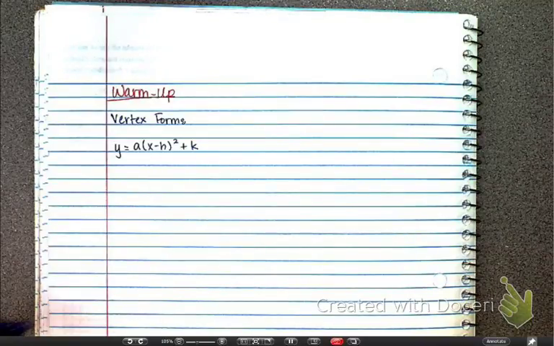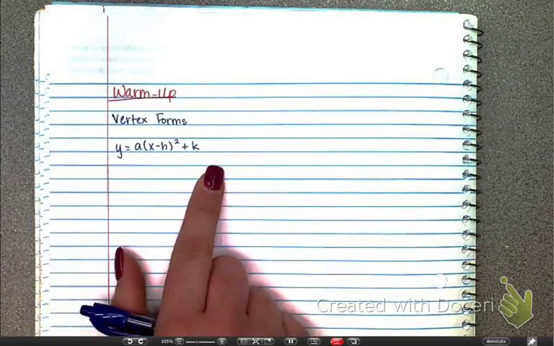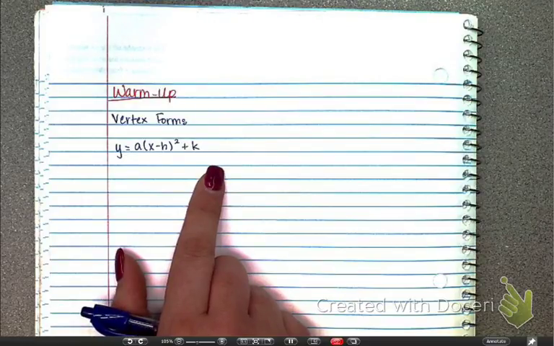Okay, so we're going to do a warm-up that's not a traditional warm-up because we're going to review vertex form. Great. So on your quiz, you didn't have an issue with this vertex form, right? y equals a times (x minus h) squared plus k. But we've looked at vertex form in a few different forms.